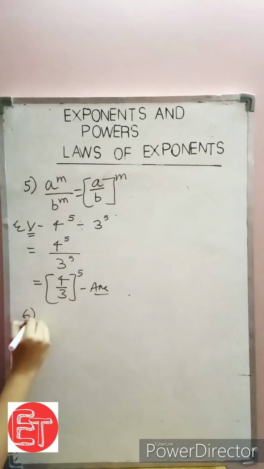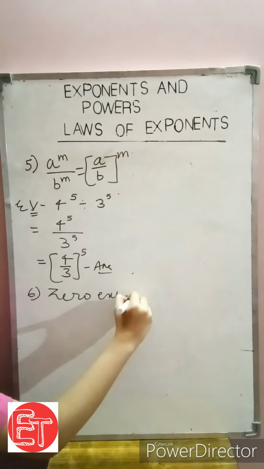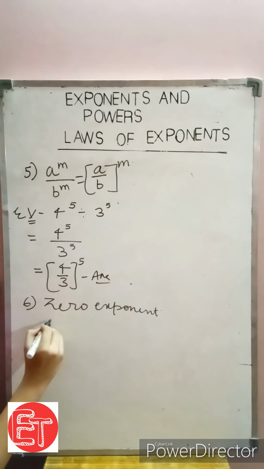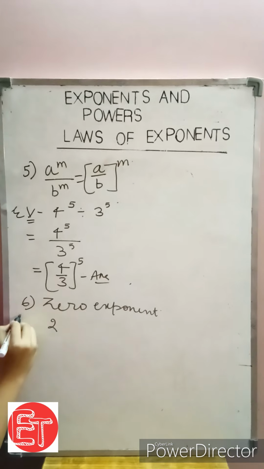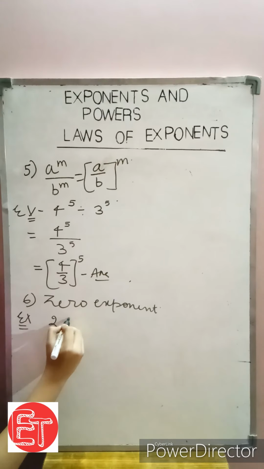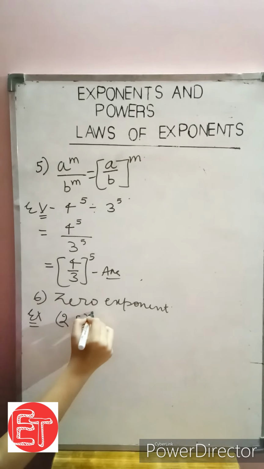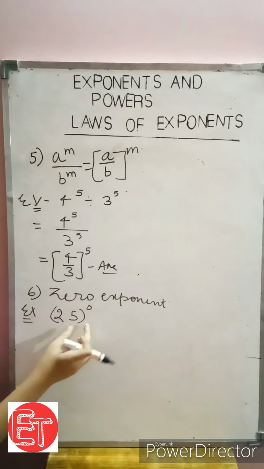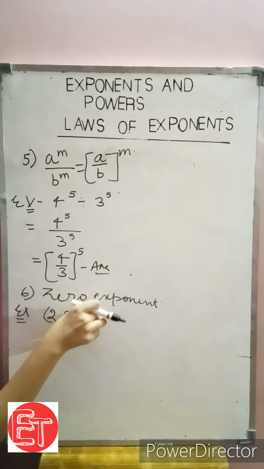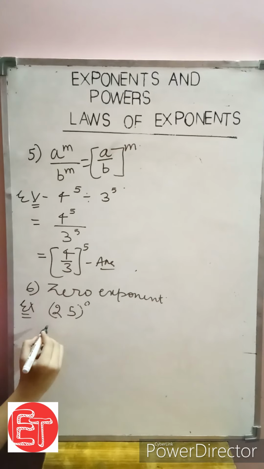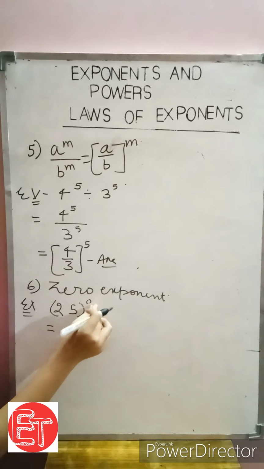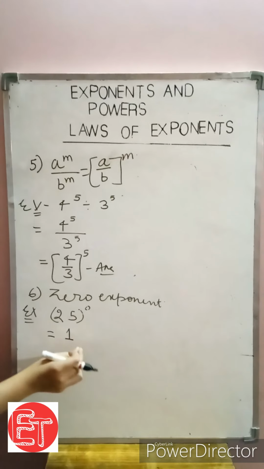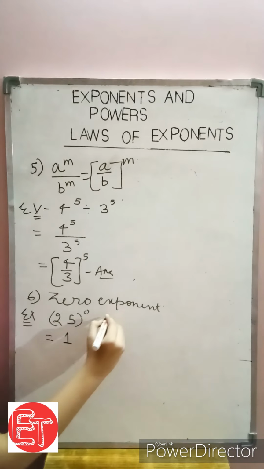Your sixth law is zero exponent. So, what is this zero exponent? Let me tell you. Suppose our example is 25 bracket raised to the power 0. How will you do it? See, the power is 0. When the power is 0, what we will do? We will take the answer as 1. Because of the law, why I did it?